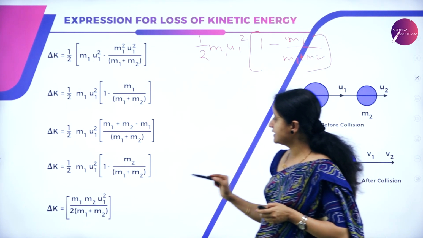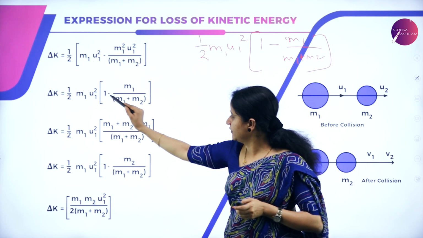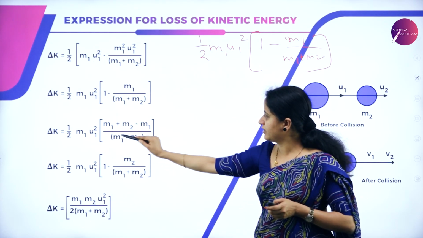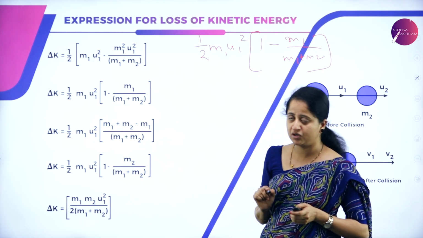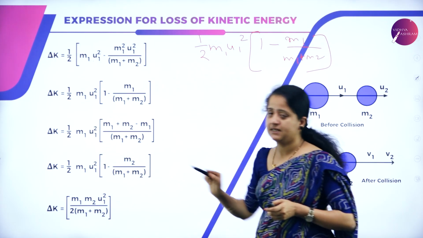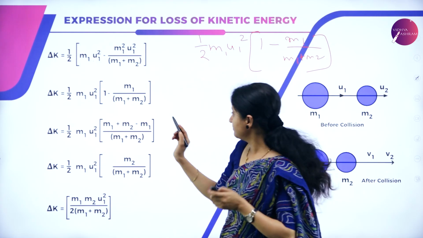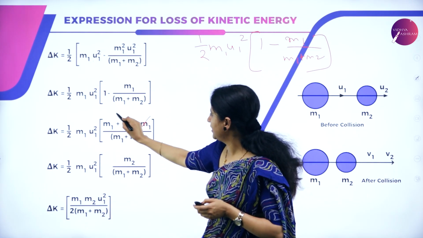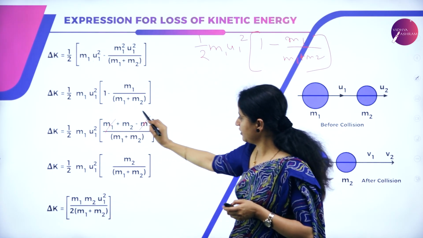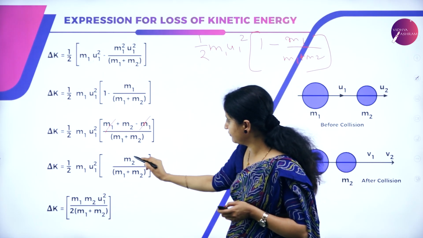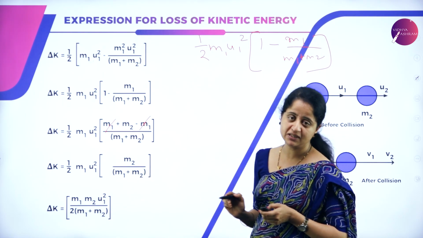Now taking LCM, so this term will become m1 plus m2 minus m1 whole divided by m1 plus m2, and all the other terms remain the same. So now how can we simplify it further? We can simplify it further by cancelling m1 and m1, because it is plus m1 and minus m1, and we remain with m2 divided by m1 plus m2.